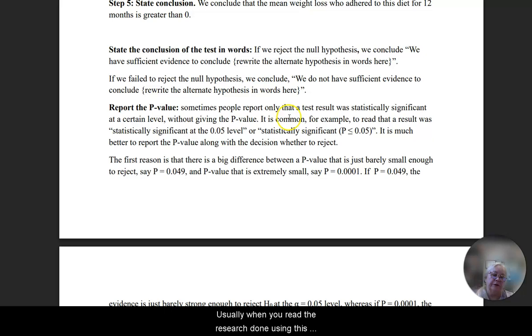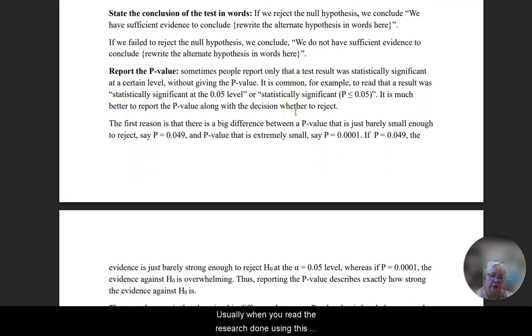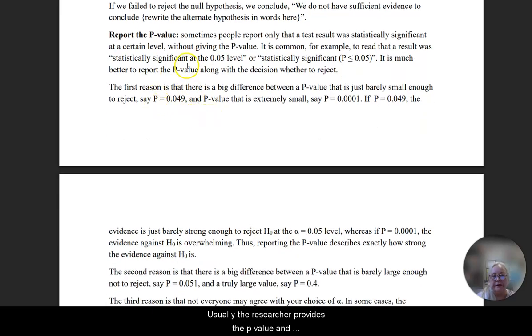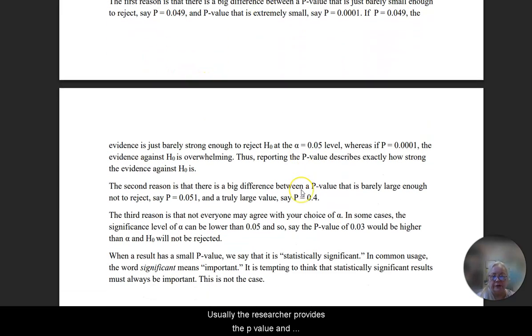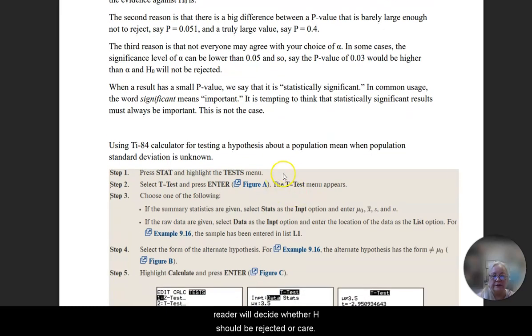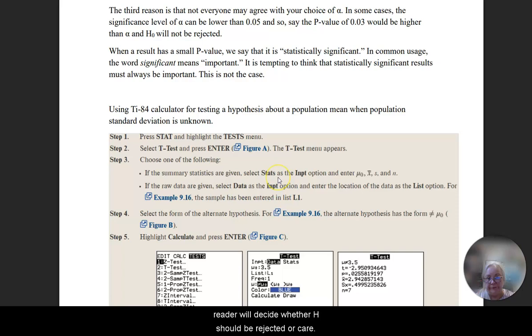Usually when you read the research done using this method, the conclusion whether to reject or not reject the H0 is not there. Usually the researcher provides the p-value, and the reader will decide whether H0 should be rejected or kept.